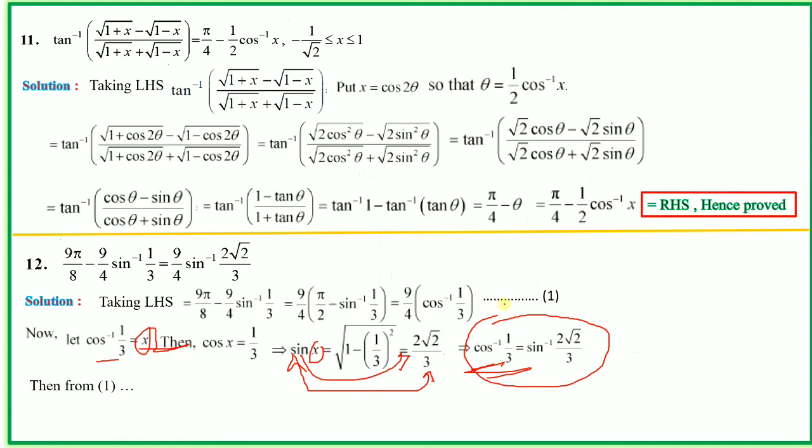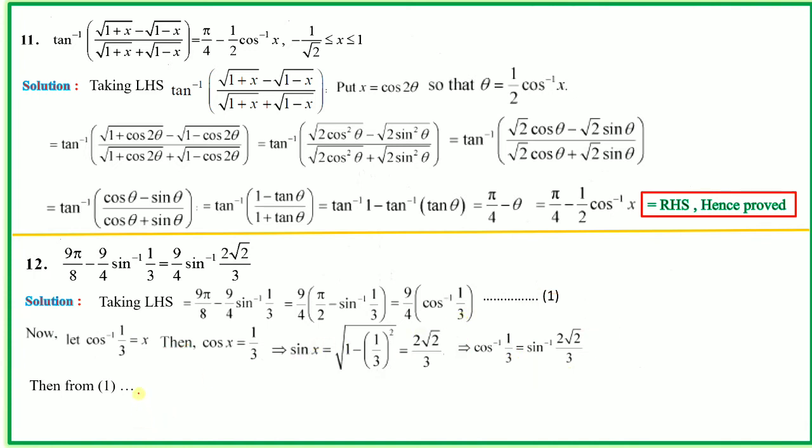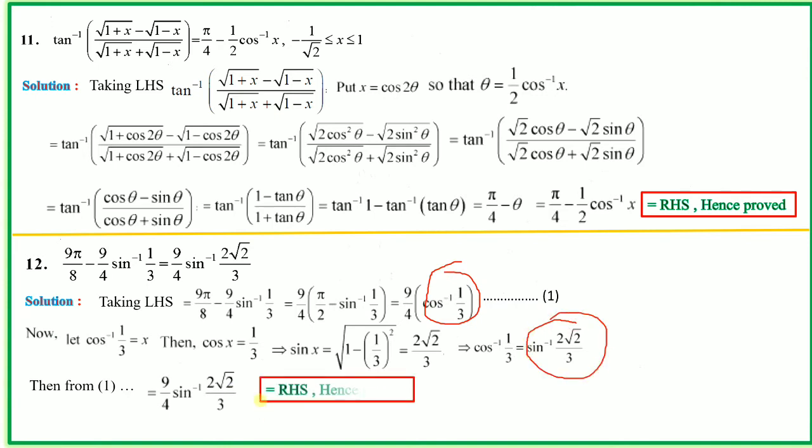Then from the first equation, instead of cos inverse 1 by 3, now we'll put this value here. So that is 9 by 4 outside, and instead of cos inverse 1 by 3, sin inverse 2 root 2 upon 3, which is equal to the right hand side, hence proved. That's all about question number 12.